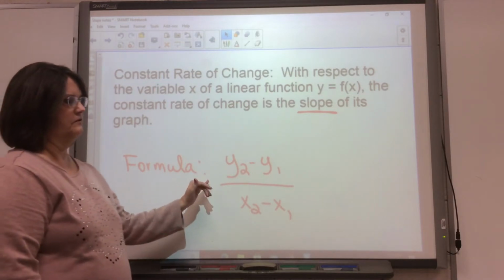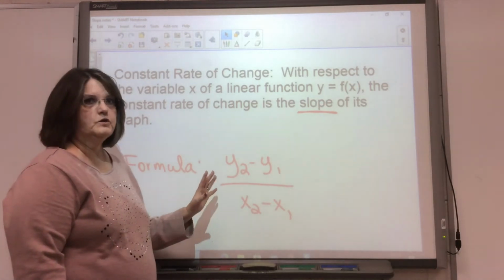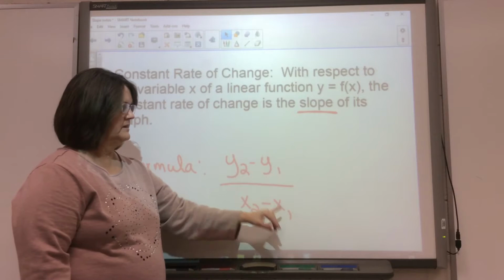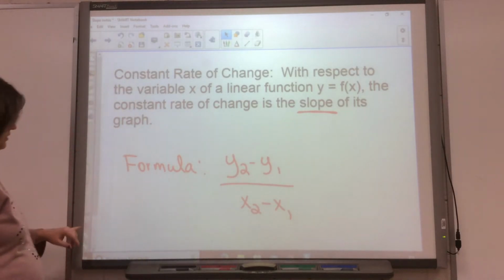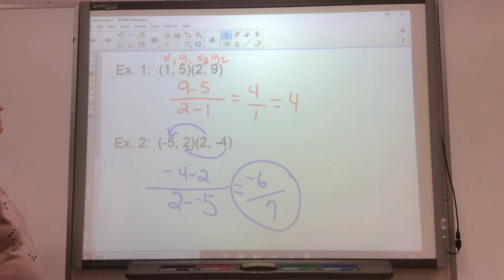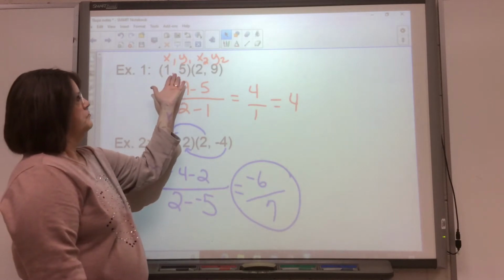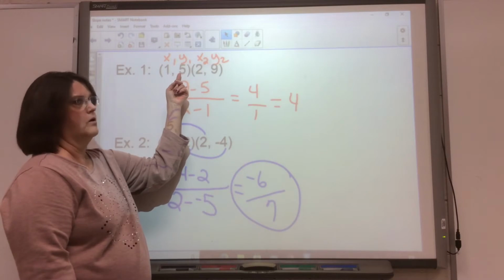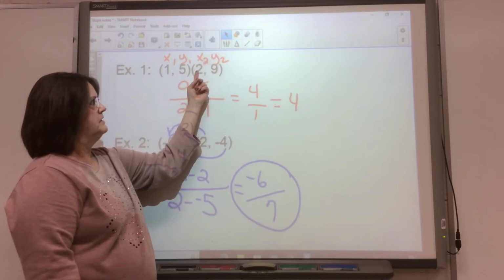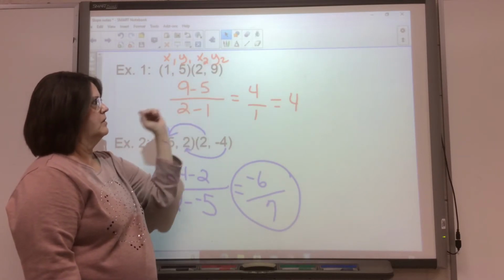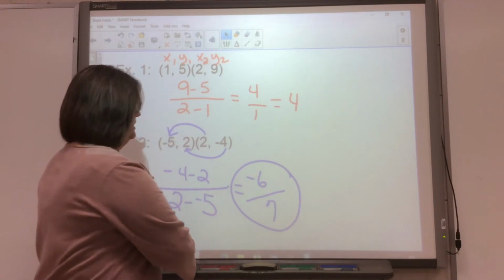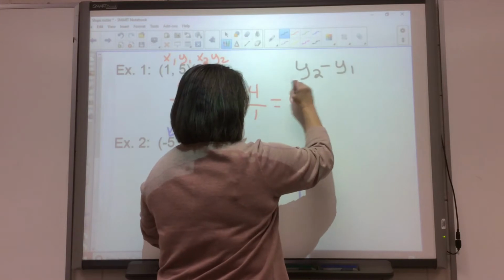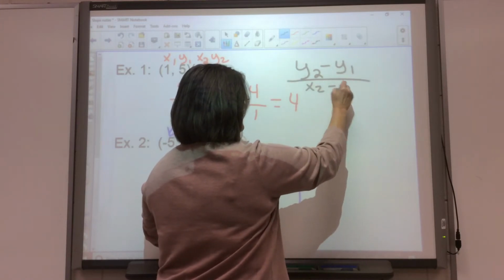The constant rate of change is the slope of the graph. And this is the formula. Given any 2 points on the graph, it's y2 minus y1 over x2 minus x1. I will demonstrate how to use that in just a moment. This first point is called x1, y1, that's the x coordinate and the y coordinate. x2, y2, the second x coordinate and y coordinate. And you just literally put it into the formula of y2 minus y1 over x2 minus x1.